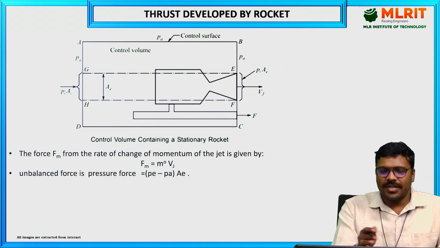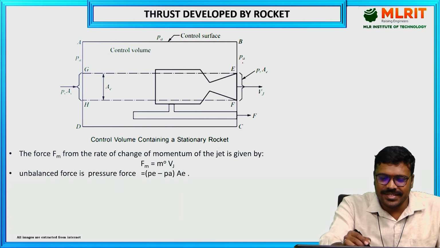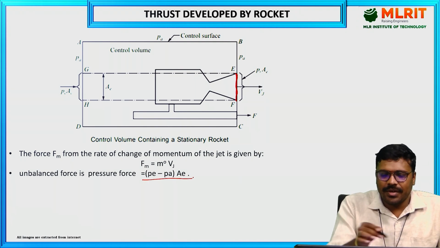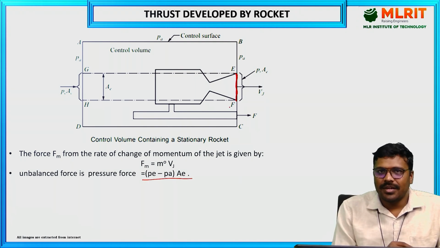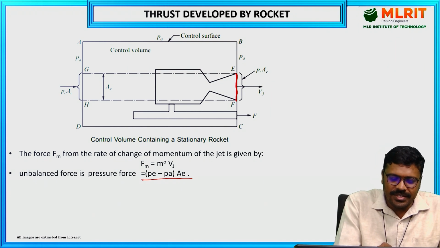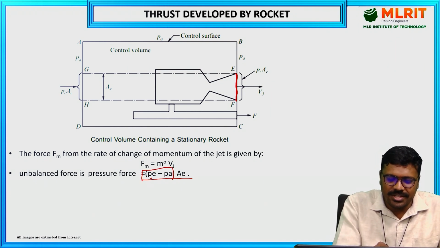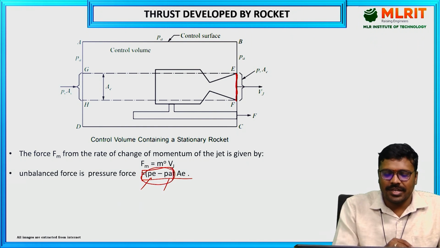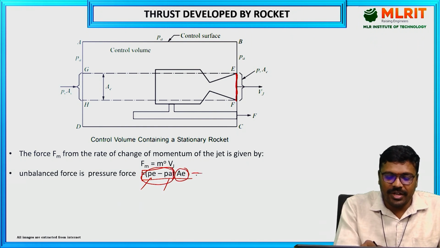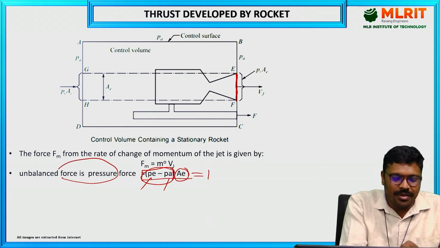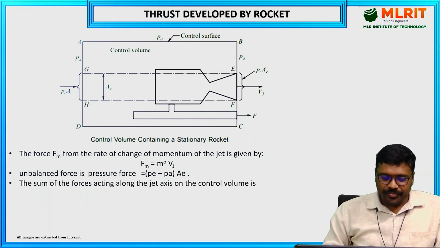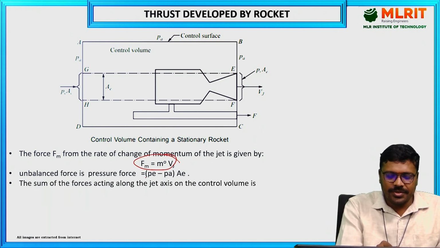The force due to the pressure difference at the nozzle exit is the resultant pressure into the area of the nozzle at the exit. The pressure difference is given by Pe minus Pa, the exit pressure minus the ambient pressure. This resultant pressure acting at the nozzle exit, into the area, gives the pressure force. So there are two forces: one is due to the momentum and one is due to the pressure difference.